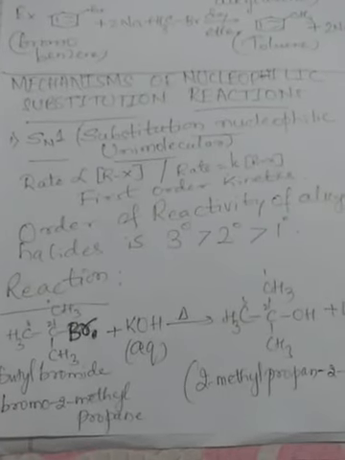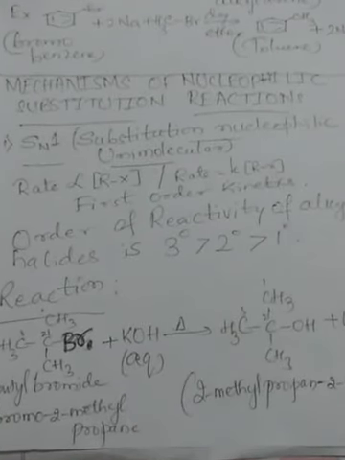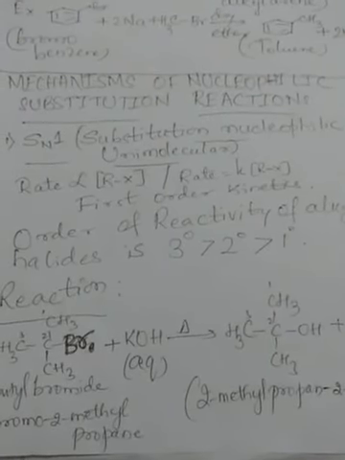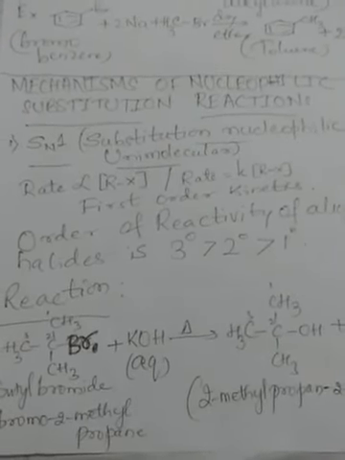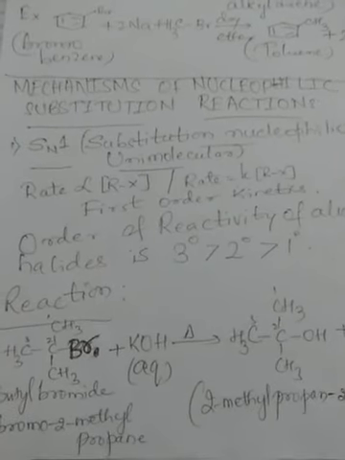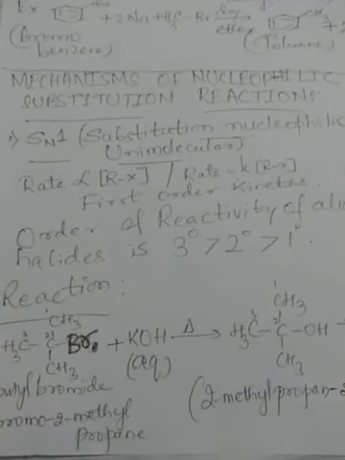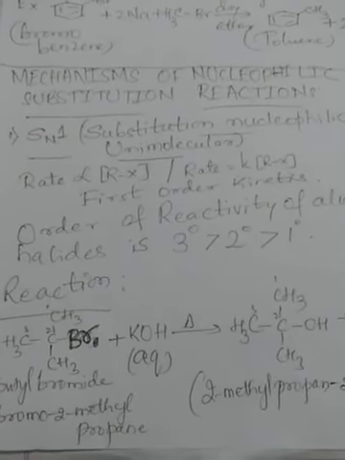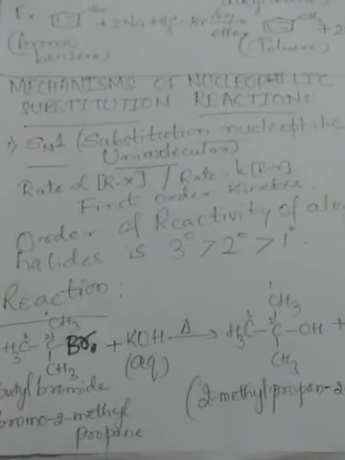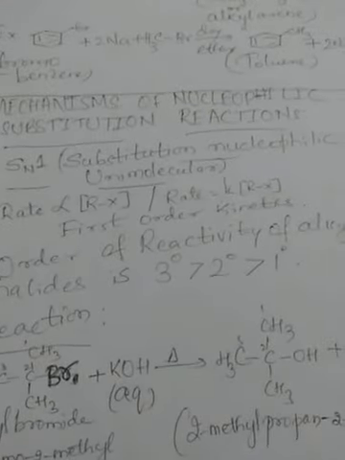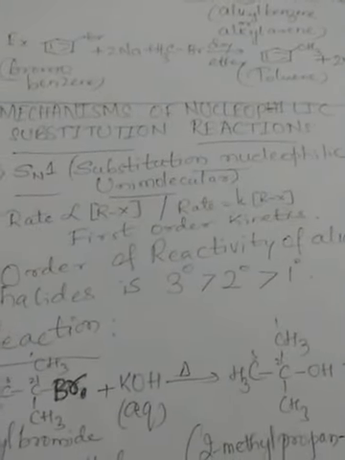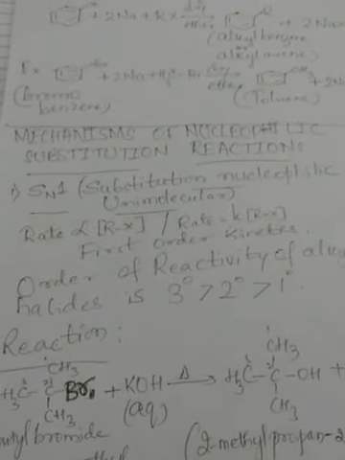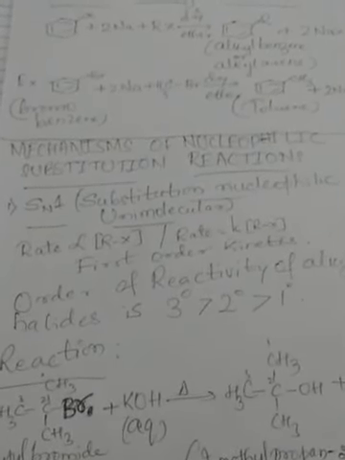Completing the chemical properties, we need to discuss in detail mechanisms of nucleophilic substitution reactions. Before going to the details, you should know the meaning of the terms nucleophiles and electrophiles, which you have already studied in first PUC. Electrophiles are electron deficient species, whereas nucleophiles are electron rich species. Now the first mechanism here is the SN1 mechanism.